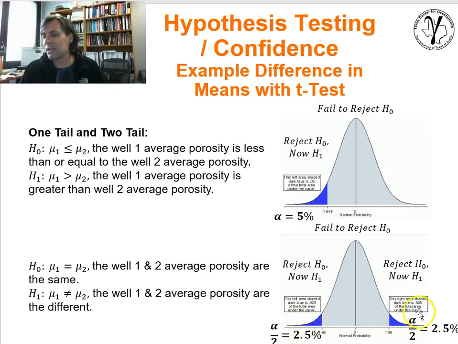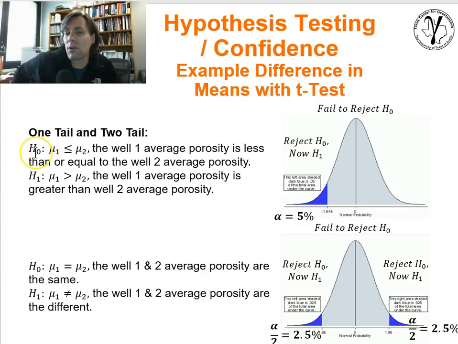You don't care which one's bigger. So if you have an alpha of 5%, you would divide it between the two tails and say, I can accept a type 1 error 5% of the time, but I'm going to divide that between the two tails. Because of the symmetry of the problem, I don't care which is bigger.